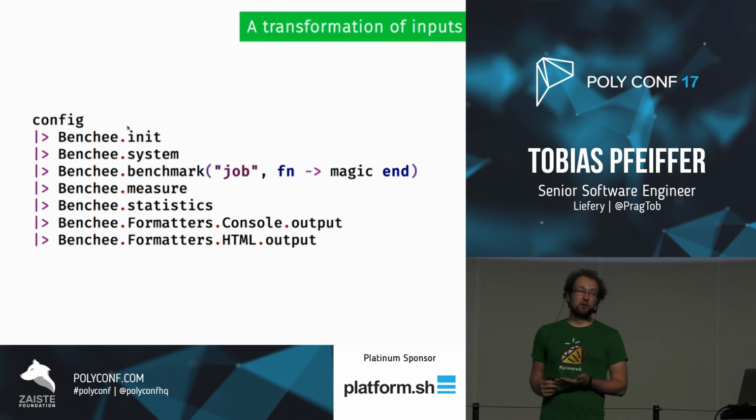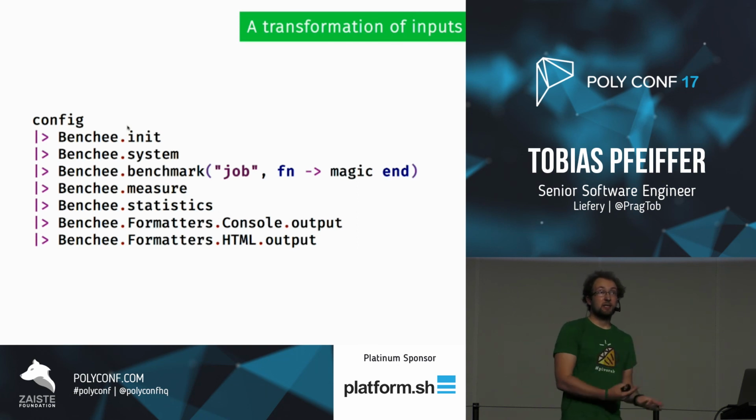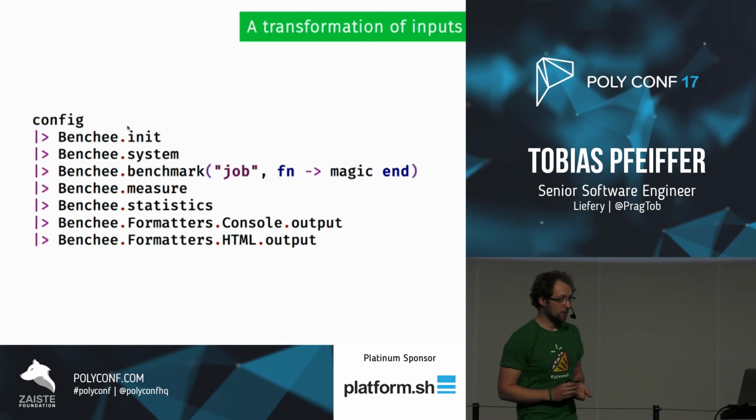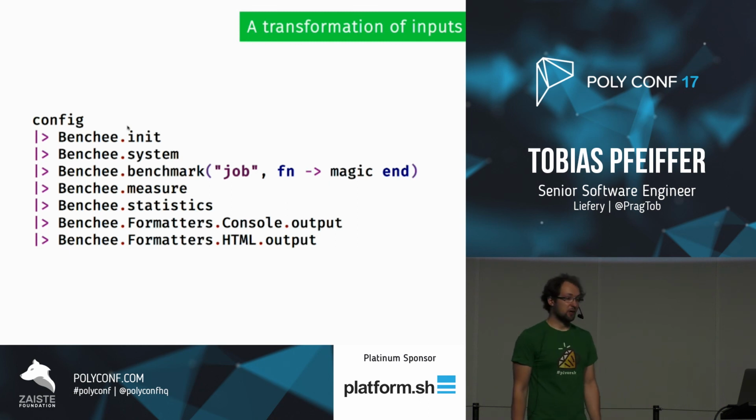Then we define the benchmarks. So we have this benchmarking job with this function. Then we measure it. So we populate what we have with the different runtimes or the memory usages. Then we calculate some statistics on it, iterations per second, median, standard deviation, all the stuff I couldn't talk about here, sadly. And then we take all of these results and we pass them into formatters. Benchy has a console formatter and an HTML formatter. And yeah, that's basically what a benchmark is.